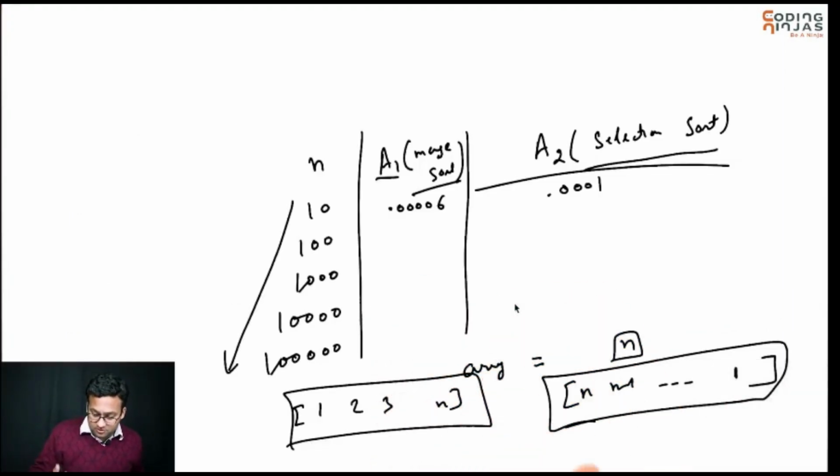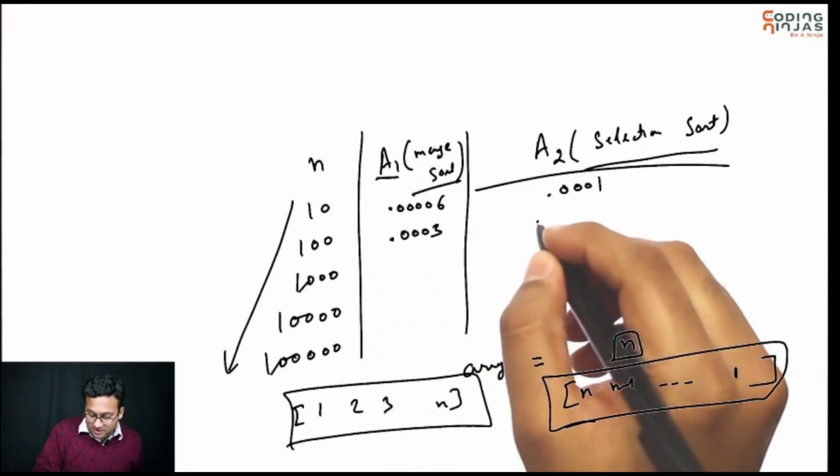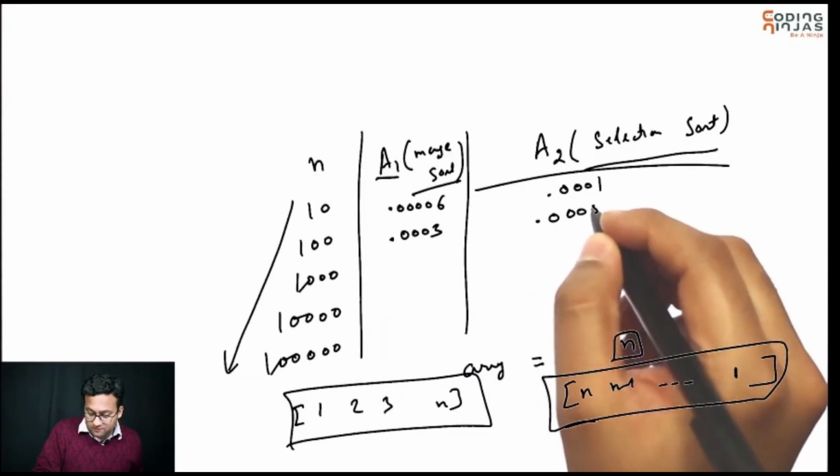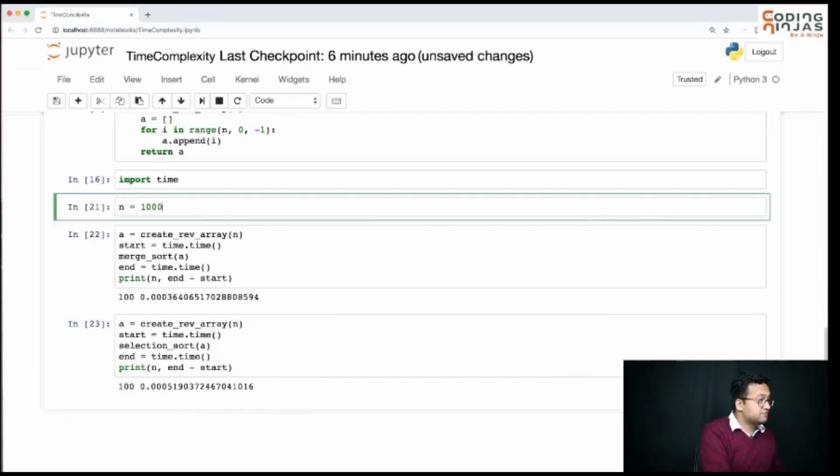0.0003. So here it took 0.0003 and this one took 0.0005, right? Am I correct? Yes, that's how much time it took. Now let's try 1000.